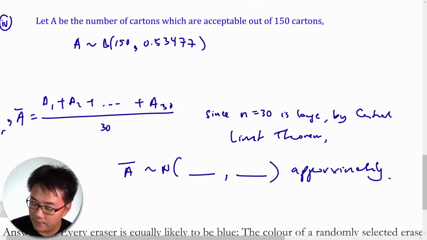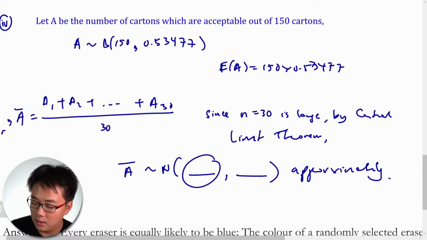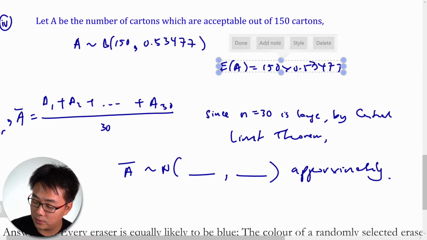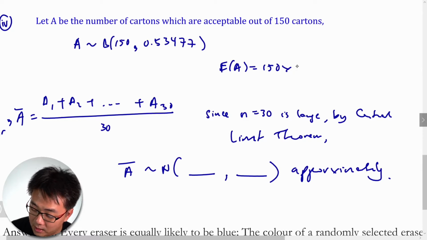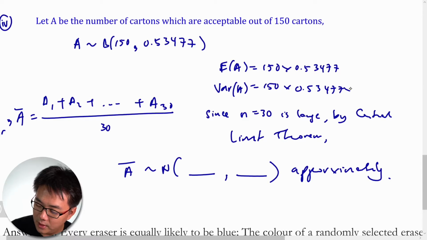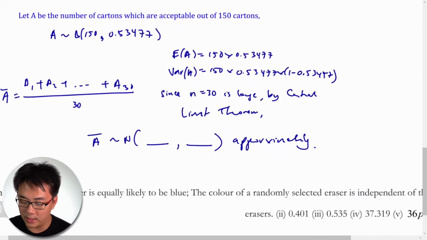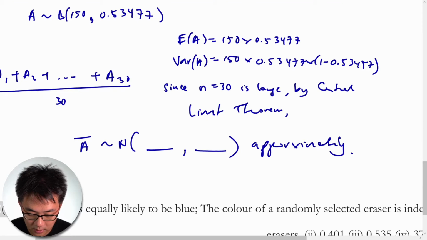From here, the expectation of A we know is 150 times 0.53477. Expectation is also the mean, so we're just going to put it here. Then we need to find the variance, which is n times p times 1 minus p. Variance of A is 150 times 0.53477 times 1 minus 0.53477. Just key in the calculator and see whether you get the answer. So this is 0.5.